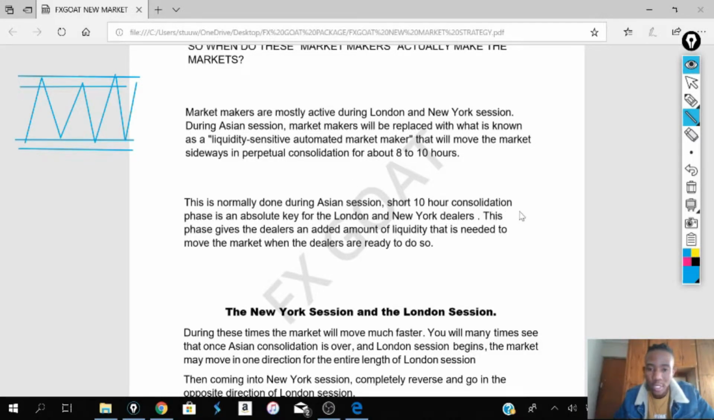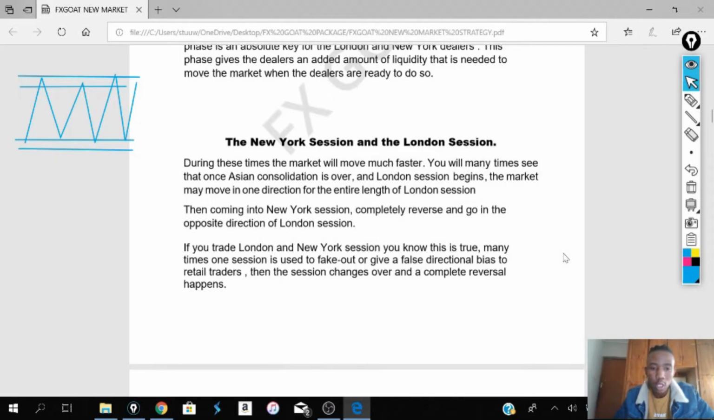This short 10-hour consolidation phase is absolutely key for the London and New York dealers. This phase gives the dealers an added amount of liquidity that is needed to move the market when the dealers are ready to do so. Okay, so now during the New York and the London session, the market will move much faster. You will many times see that once the Asian consolidation is over and the London session begins, the market may move in one direction for the entire length of the London session, and then coming into the New York session completely reverse and go in the opposite direction of the London session.